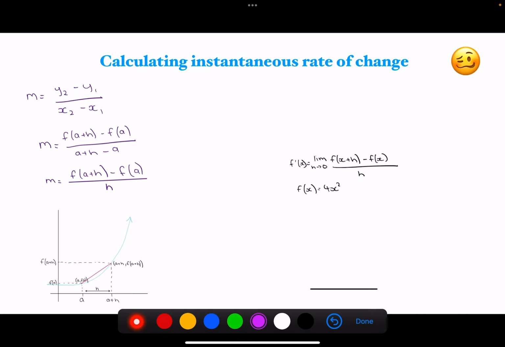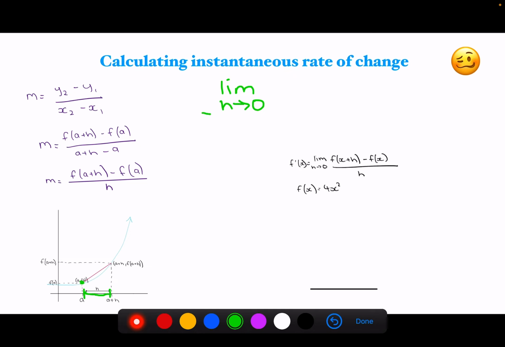But what we actually want is an equation that gives us the rate of change at any set point. This means that we have to make this distance between here 0, because we want the separate point, but it cannot equal exactly 0. So what we do is we set a limit of h approaching 0, making this infinitely small, meaning that we do have the equation for each individual point.